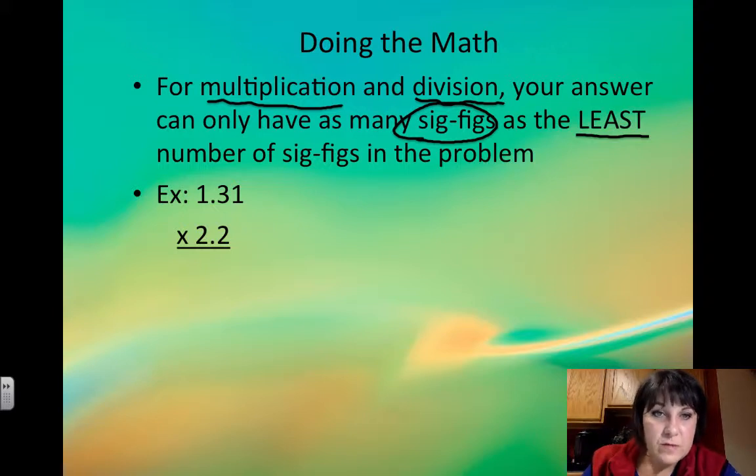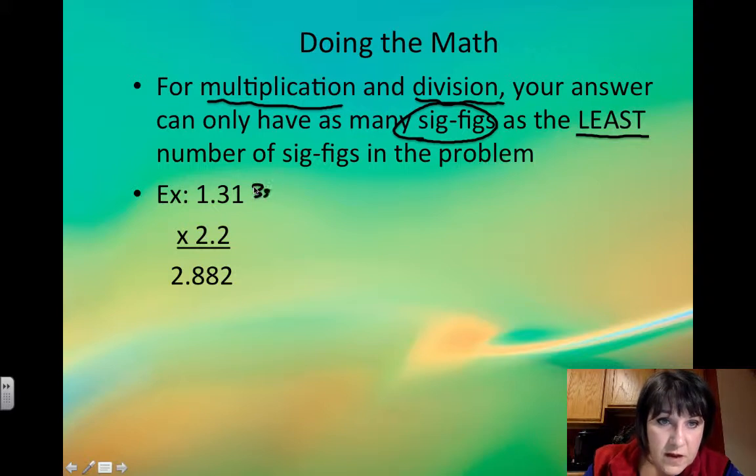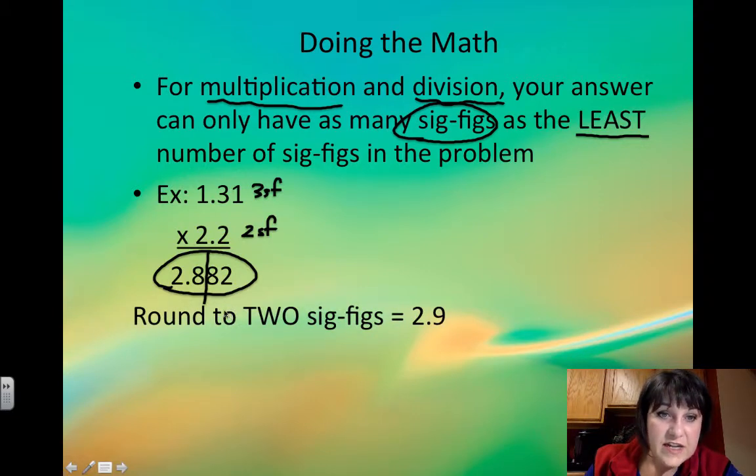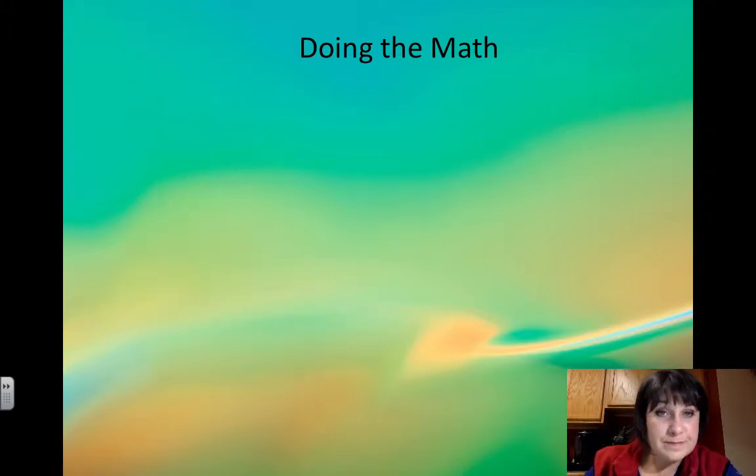So if I multiply 1.31 times 2.2, I get an answer of 2.882. That's what my calculator says. But this number has 3 sig-figs, and this number has only 2 sig-figs. So I don't get to keep all of these digits here. I only get to keep 2 of them. So I have to stop after 2.8. The problem is I need to round appropriately. Since this 8 is greater than 5, that means I have to round this up. And it's going to be 2.9 is the most accurate measurement that I can give for this problem.